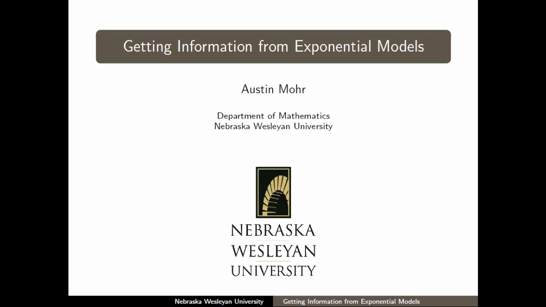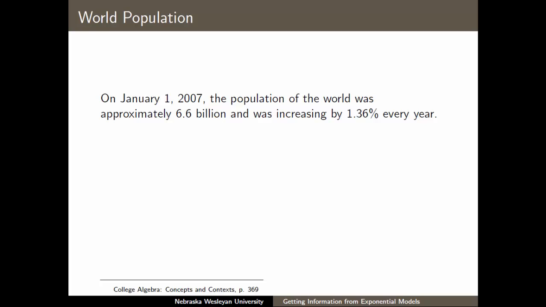In this video, we want to learn what kinds of information we can learn from our exponential models. We'll start with this situation. In 2007, the world population was about 6.6 billion, and it was estimated that the population was increasing by 1.36% every year. What model describes this situation?